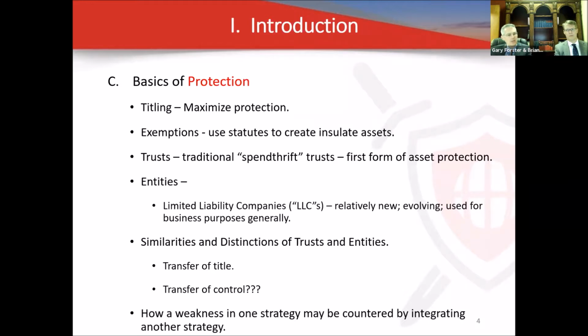If we have a married couple, do they title assets together by the entireties? What state are they in? Are they allowed to title assets together? What type of asset is it? For instance, some states allow tenancy by the entireties and some states don't. That's the titling issue. Exemptions involve assets that in and of themselves are not available to creditors.